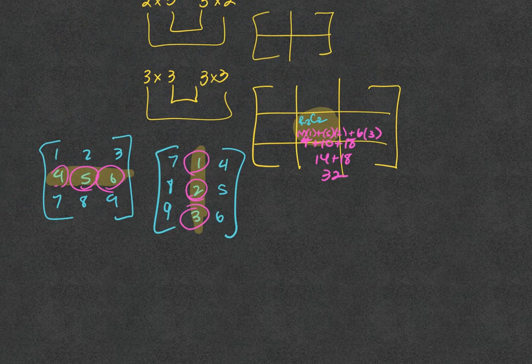So each cell tells you which ones you're multiplying together. The first term tells you which one you're picking from the left one. The second one tells you what you're picking from the right one. And order is important here. So AB is different than BA. So again, you're going across and down each time.